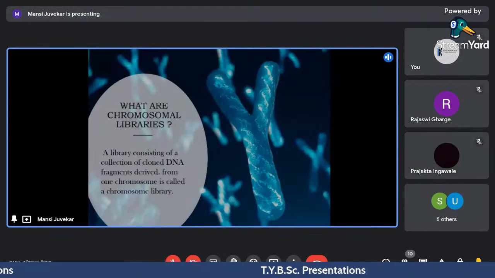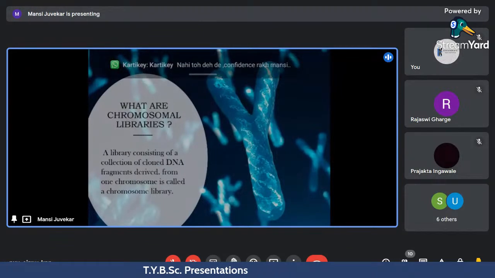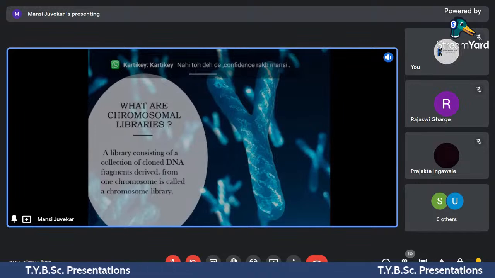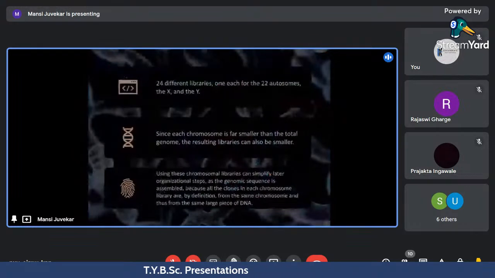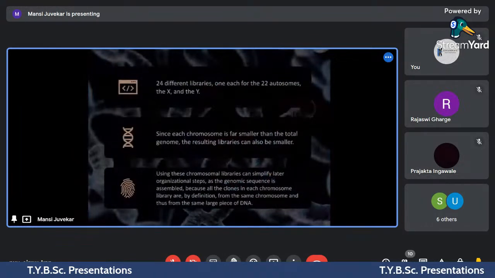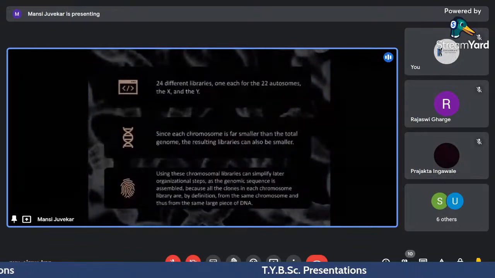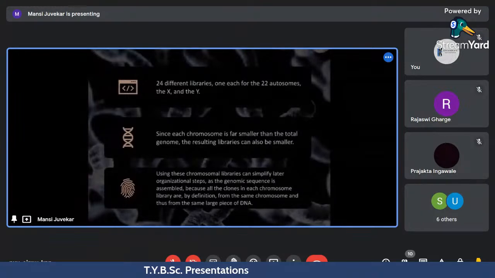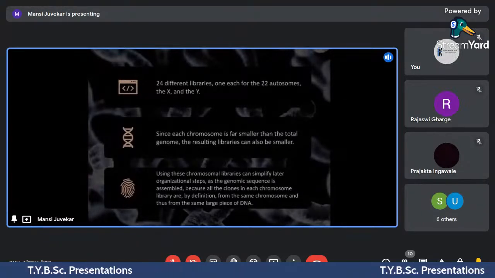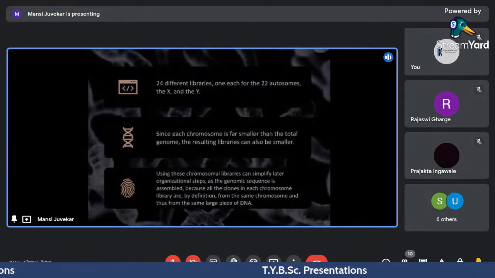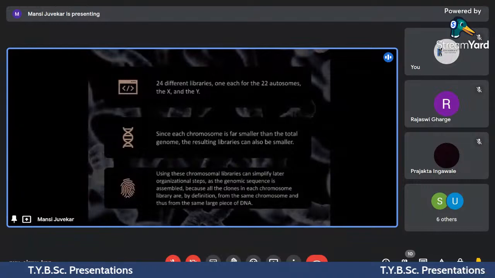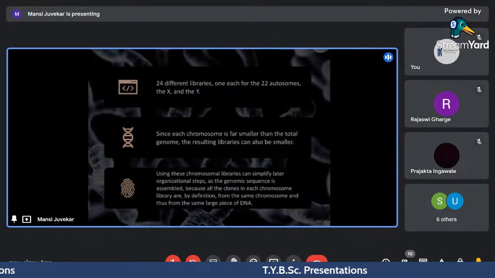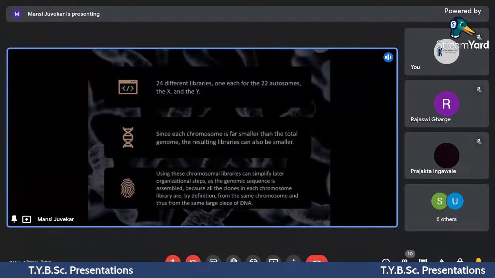A library consisting of a collection of cloned DNA fragments derived from one chromosome is called a chromosome library. So for the human genome, there are 24 different libraries for the 22 autosomes, the X and the Y. Since each chromosome is far smaller than the total genome, the resulting libraries can also be smaller. Using these chromosomal libraries, we can simplify later organization steps as the genomic sequence is assembled, because all the clones in each chromosome library are by definition from the same chromosome and thus from the same large pieces of DNA.